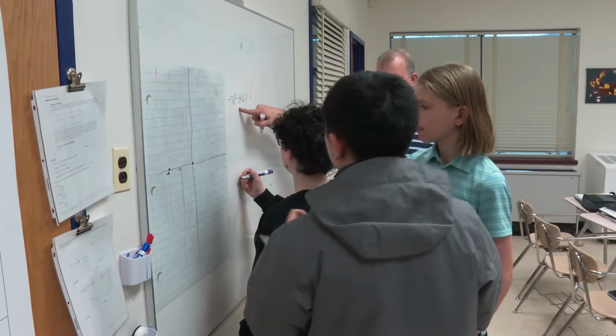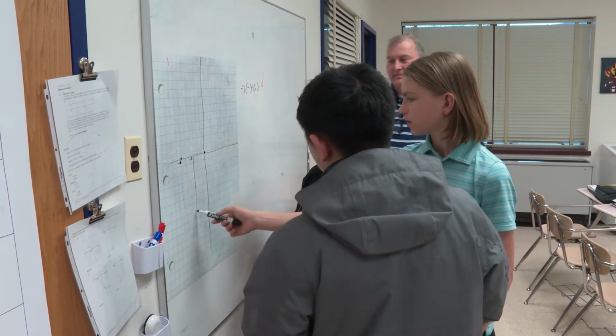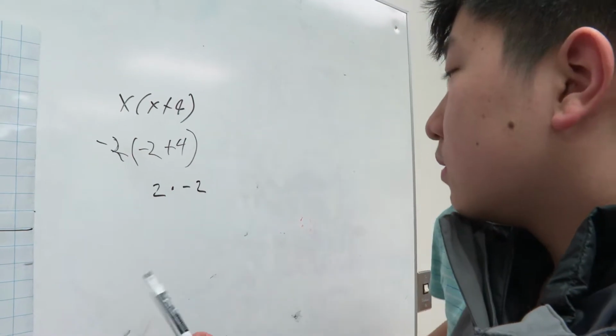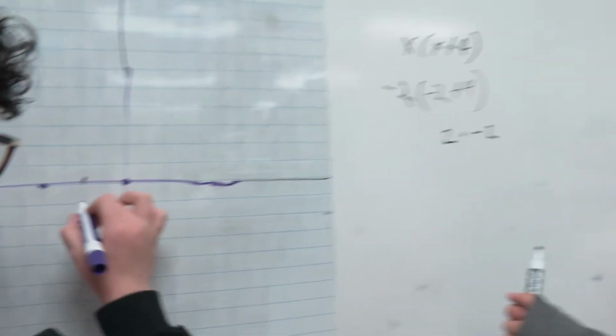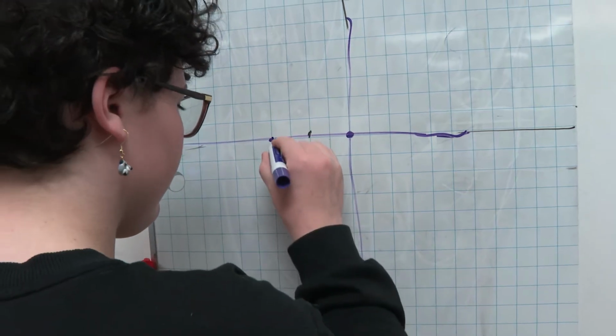6 minus 3 is? 3. 3 times -3 is? -9. Every day we have randomized groups, small groups of 3 students. I want collaboration, and I want them to be able to work and communicate with each other.